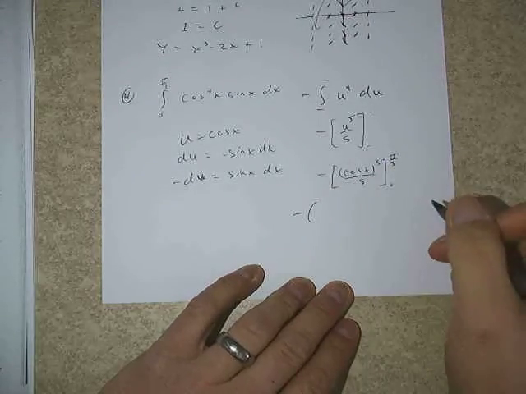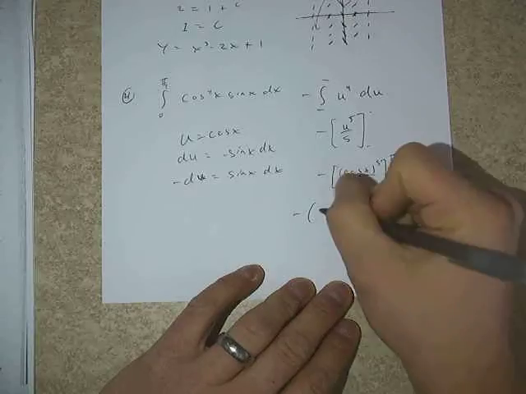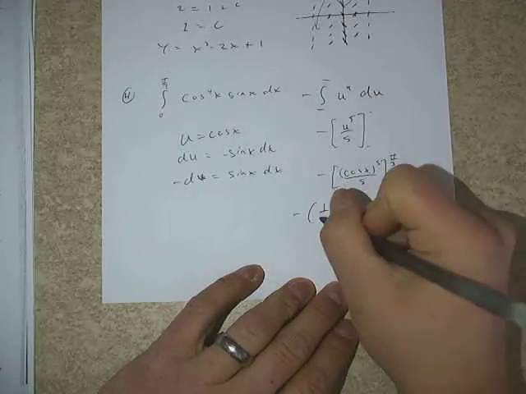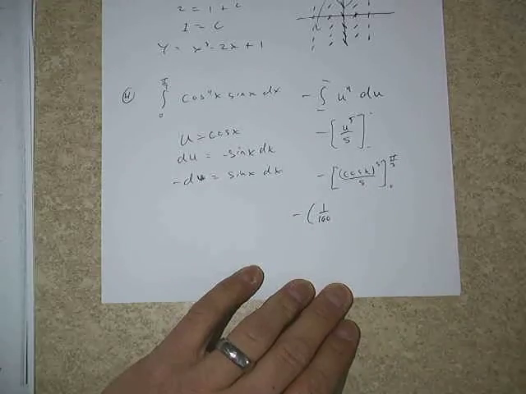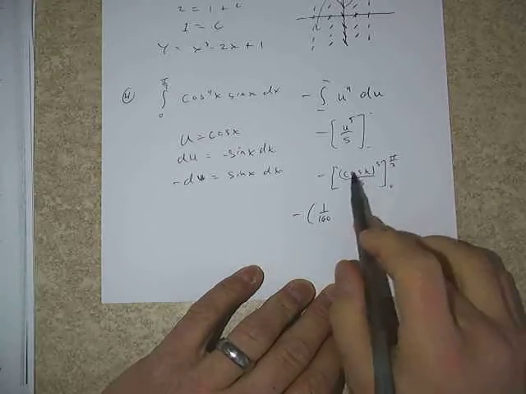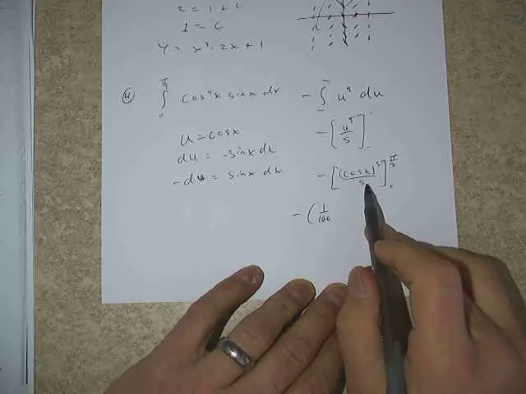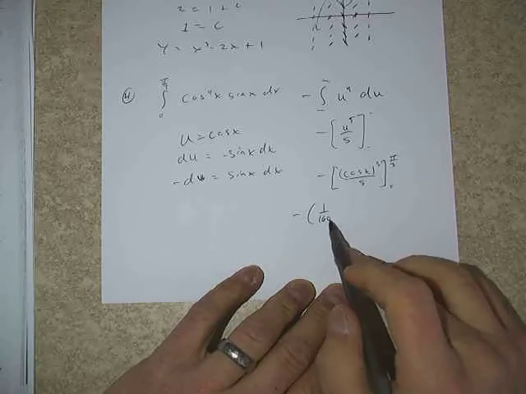What's that? 160. Thanks. 32 times 5 is 160, not 156. Thank you. So I'd have 160 here, right? Because again, this is a half. Half to the 5th would be 1/32. 1/32 times 1/5 would be 1/160th.